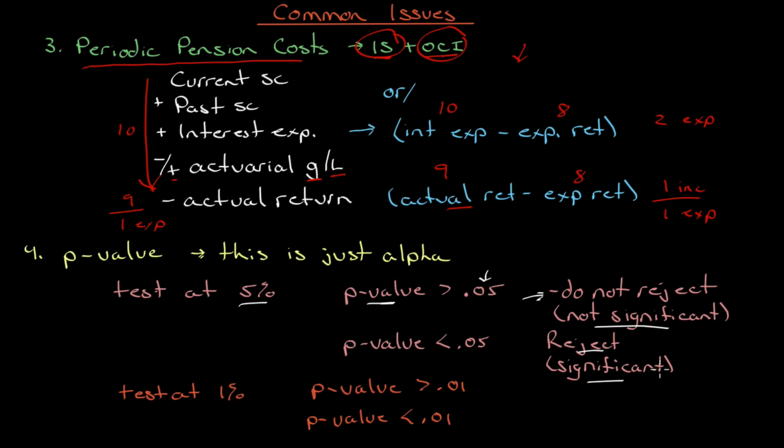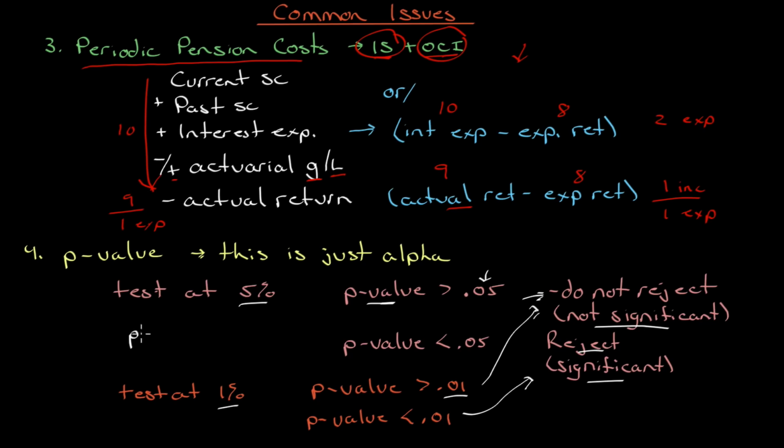out in the tails of the distribution, right? Well, that's all a p-value is. So if we're testing at 1%, a p-value greater than 0.01 means we do not reject. It's insignificant, which is this one here. A p-value less than 0.01 means we can reject the null. We've found something significant. The p-value tells you the smallest level of alpha at which you can reject the null.